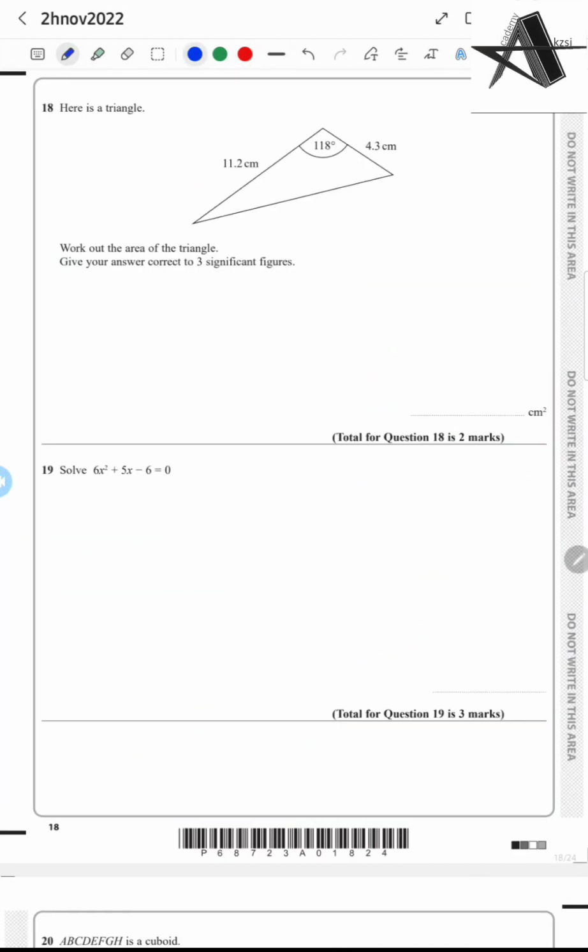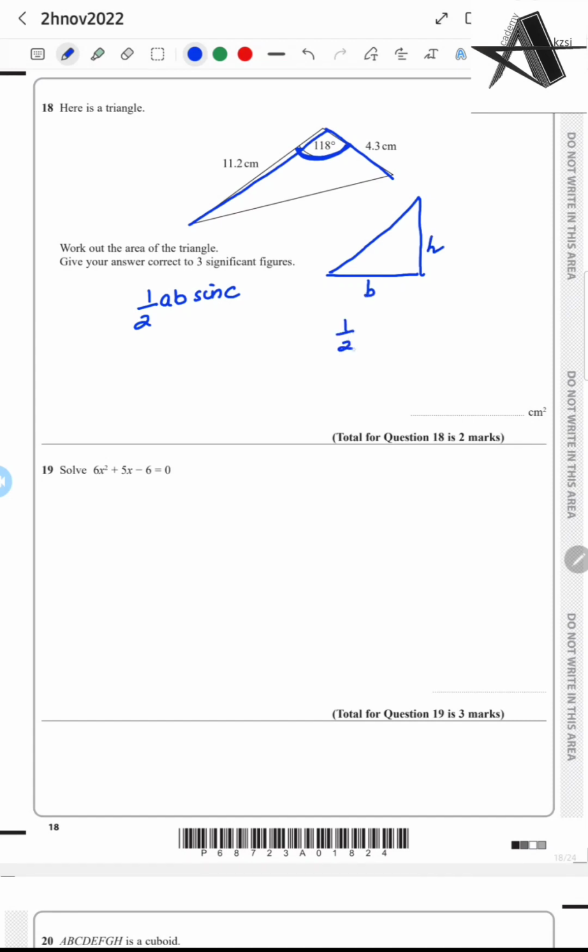Here is a triangle. Work out the area of the triangle. There is a direct formula for a triangle. Half times base times height is only for a right angle triangle, but the actual formula is half times AB sine C. That means half times two lengths and the included angle between them. So this side into this side and the angle included between them. Then why does the right angle have half times base times height? Because this is base, this is height.